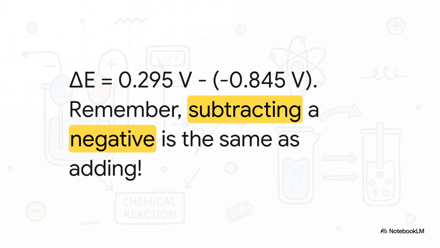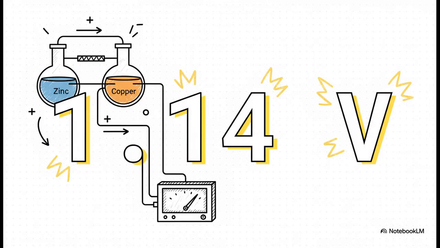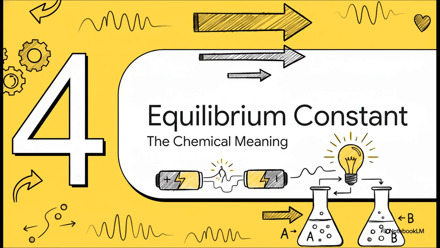That's 0.295 volts for our cathode minus, and pay close attention here, minus a negative 0.845 volts for the anode. And what happens when you subtract a negative? Right, you're actually adding them together. And there we have it. The total electromotive force of our little Daniell cell under these specific concentrations is a healthy, positive 1.14 volts. That is the actual, measurable voltage you would see on a voltmeter if you hooked it up to this exact battery.